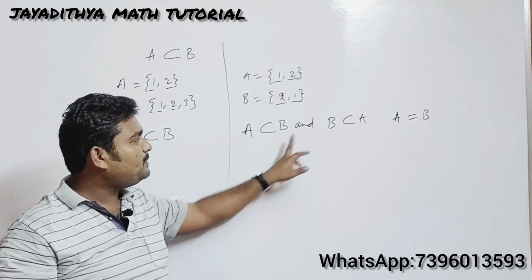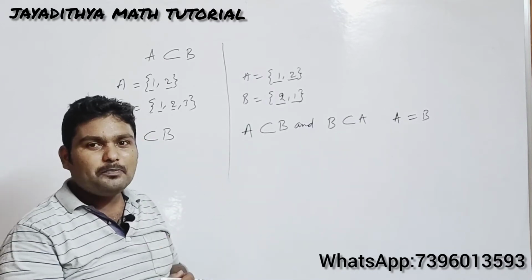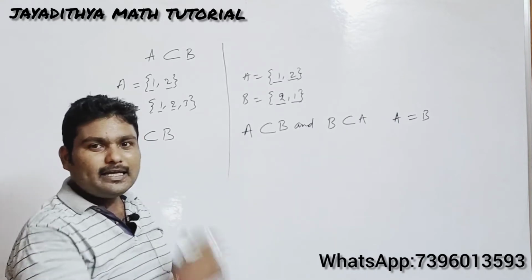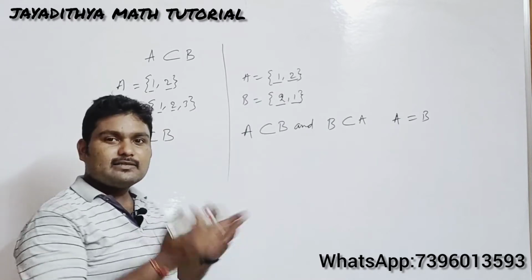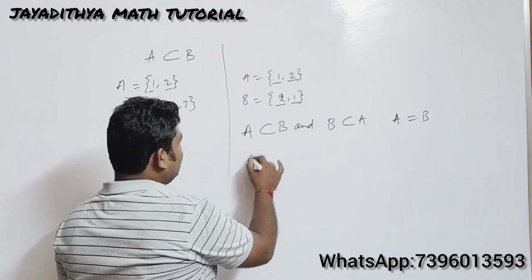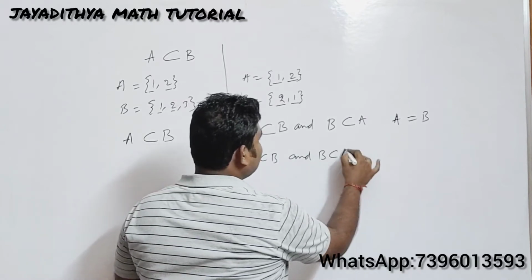If A subset B and B subset A, then what can you say? So A and B will be what here? Equal sets. So this also we can symbolically represent it as A subset B and B subset A.